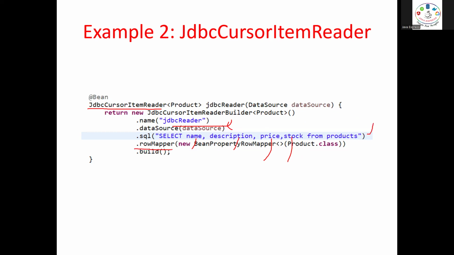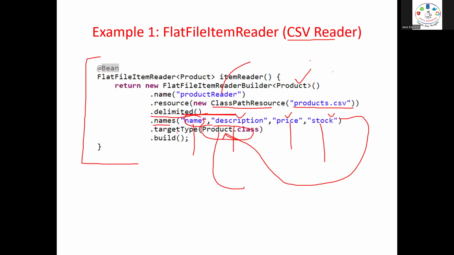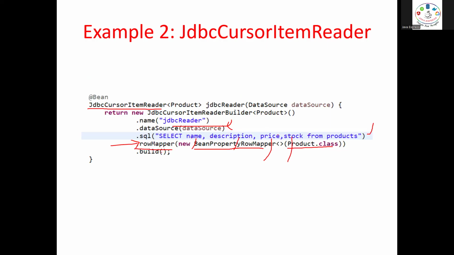And there is a row mapper. These column names should be matched with the Product.class bean properties through the row mapper here. The row mapper is mandatory for matching. In the file reader I used the target type directly, but for the database I should use a row mapper to match this information to your Product class. Then you build it here. This is how you can write a JdbcCursorItemReader in this approach.